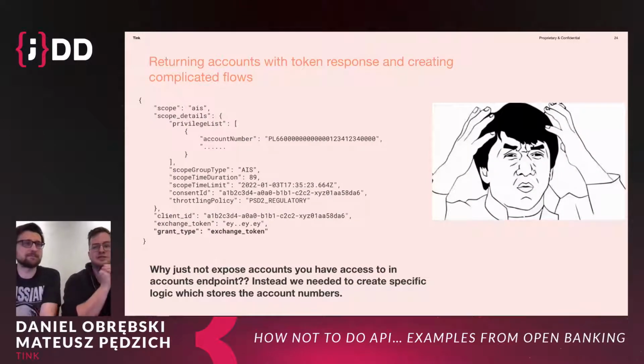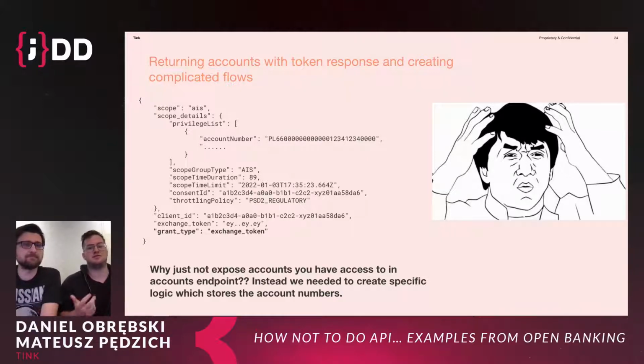Yes. Also, do not reinvent the wheel. Use the standards, they are working. So on this slide, we have 2 examples of kind of bad behavior. So basically, returning accounts with the token response makes the flows complicated. So why not just expose an accounts endpoint? And if we call the accounts endpoint, we get the accounts we have access to. Instead of that, we need to create specific logic which stores account numbers during the authentication process.